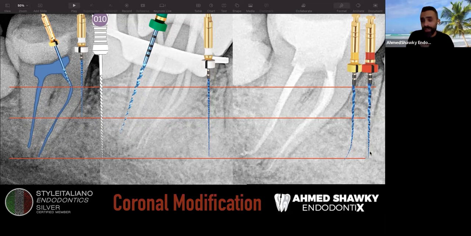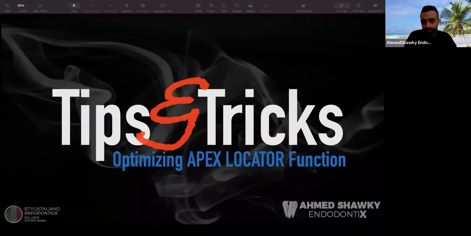For the distal root, it was a cute root, no curvature except a gentle curvature in the apical part. So I take the 3504 single length using reciprocation without the need for any patency. And it's called manual-less mechanical preparation.